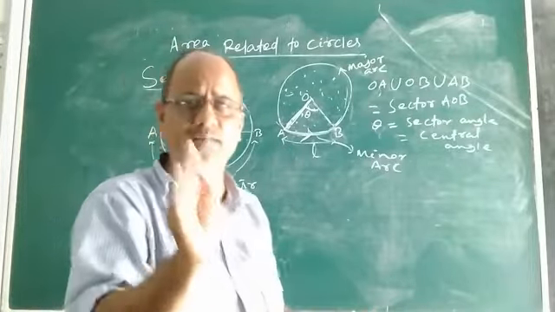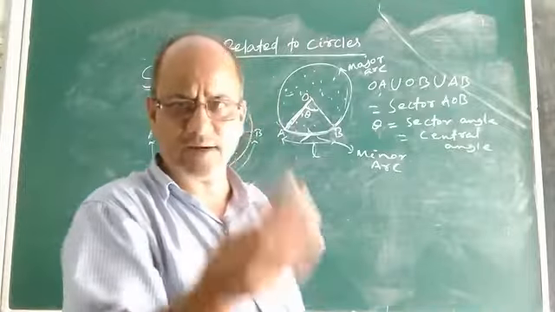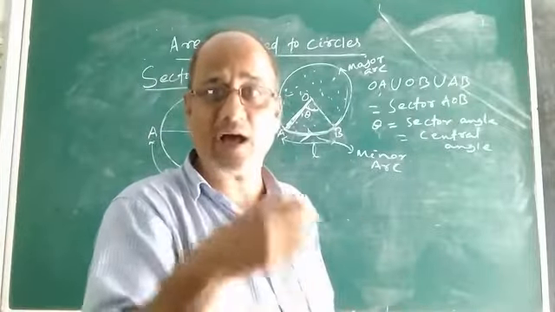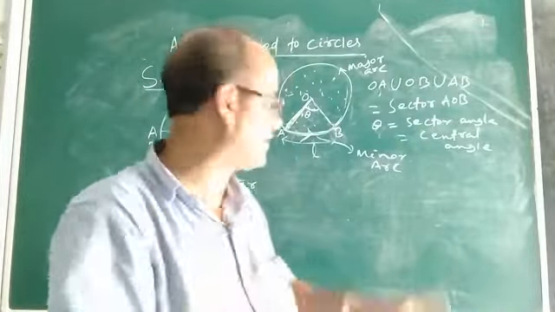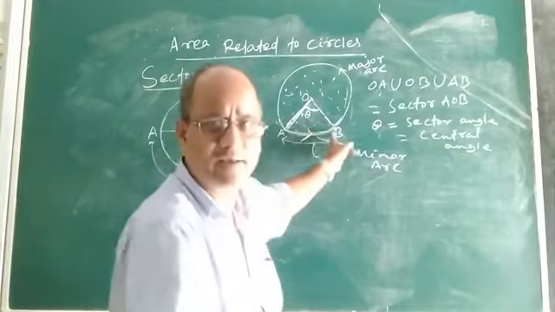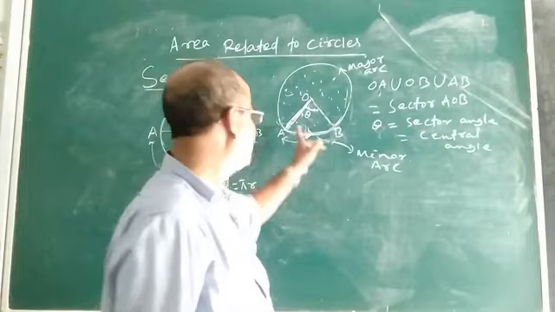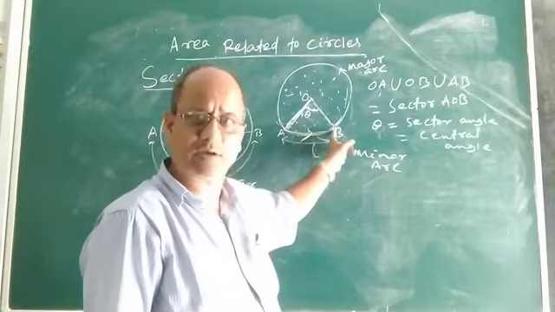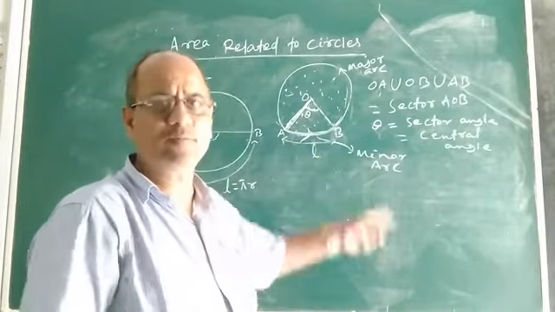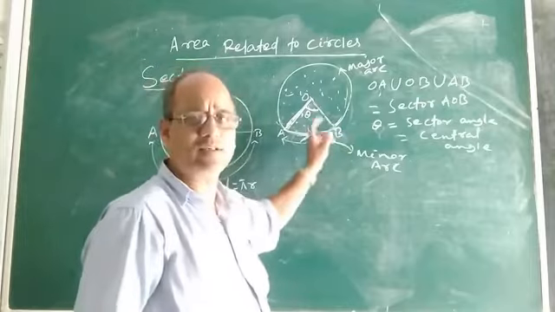In this chapter we will discuss what is sector, how to find its area, how to find length, arc length or length of arc, etc. See, in this figure if AB is a minor arc, then it will have some length. So how to find the length of this minor arc AB? Let us discuss.